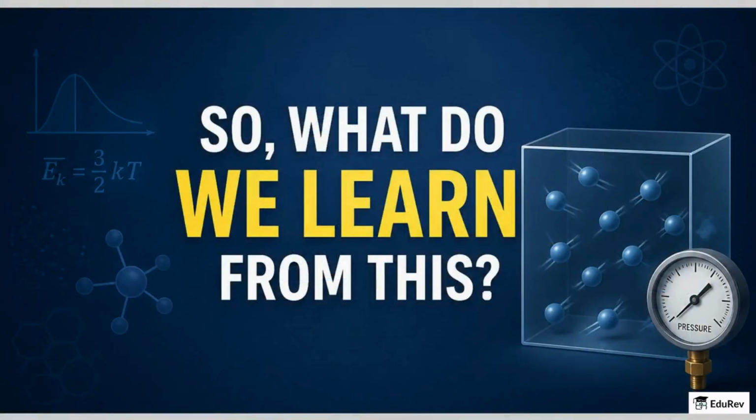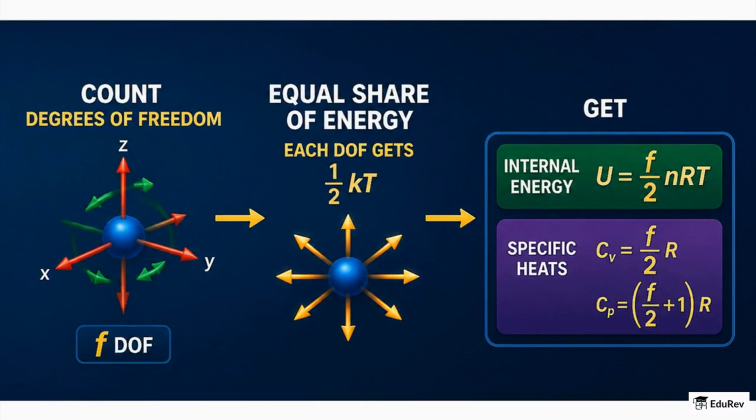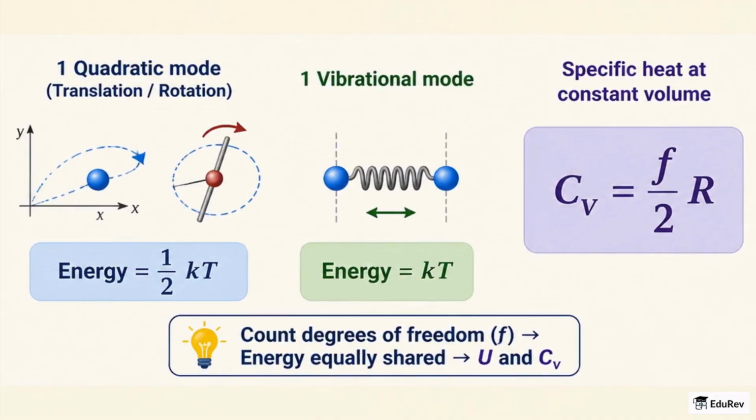So what do we learn from this? We learn that counting degrees of freedom lets us split energy equally, and that gives internal energy and specific heats by simple formulas. Let us quickly remember, each translational or rotational quadratic mode gets 1/2 kT. Vibrational gives kT, and Cv equals F divided by 2 R.